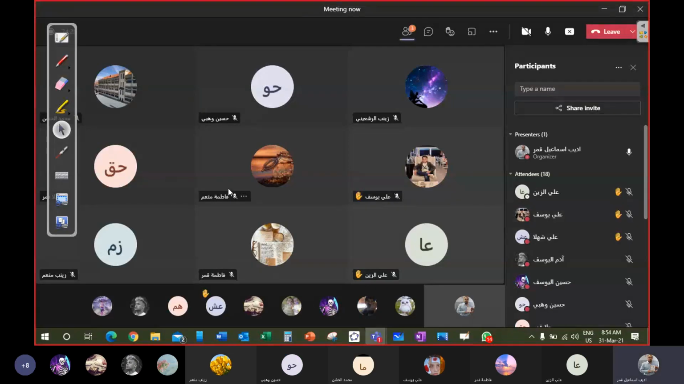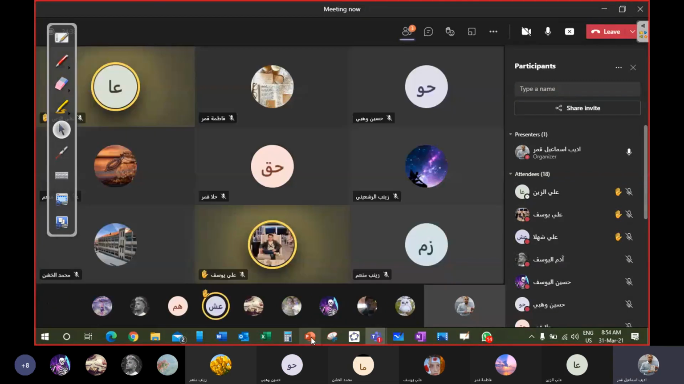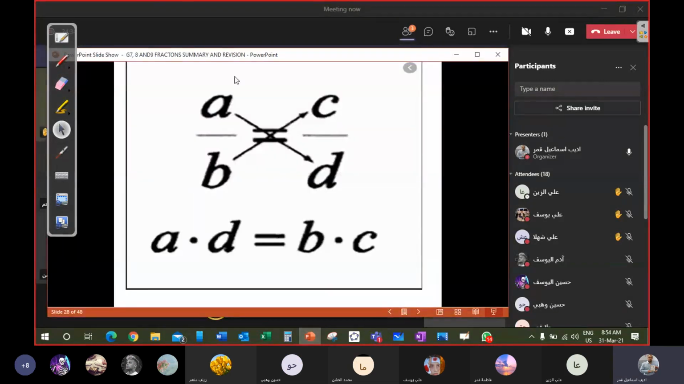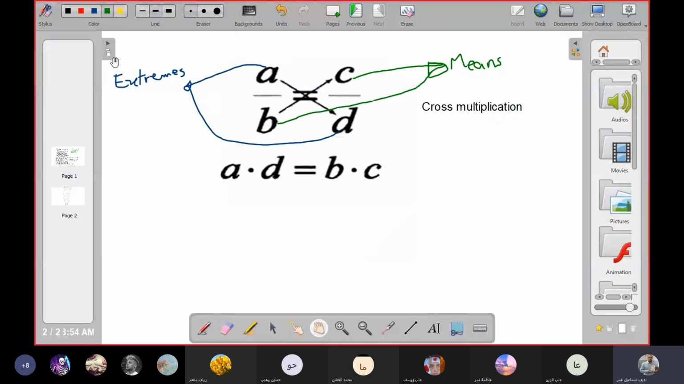We will continue talking about literal fractions, and we have reached the objective of cross multiplication. As you can see here, what do we call this process, Ali Zain? Cross multiplication. Cross multiplication, very good.